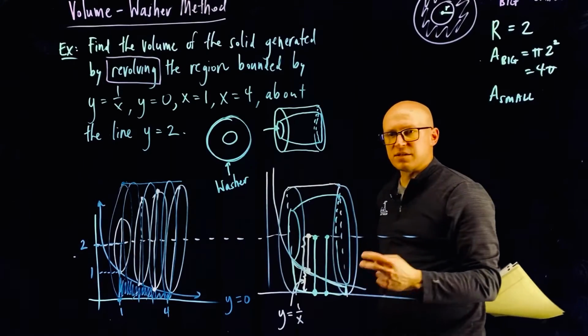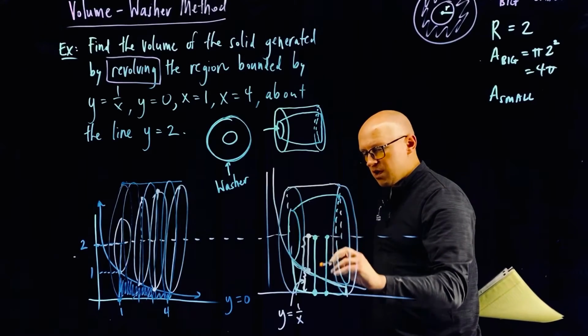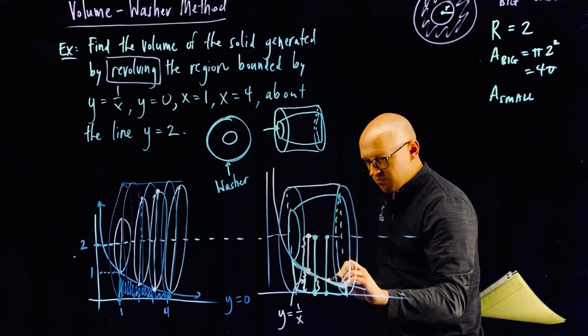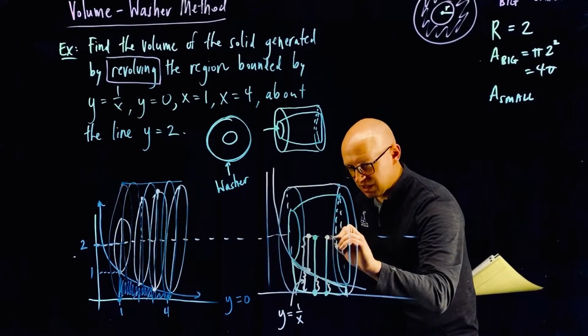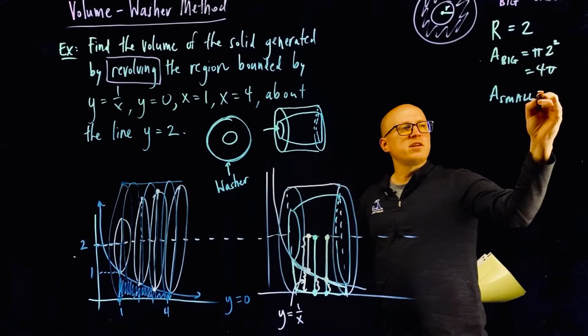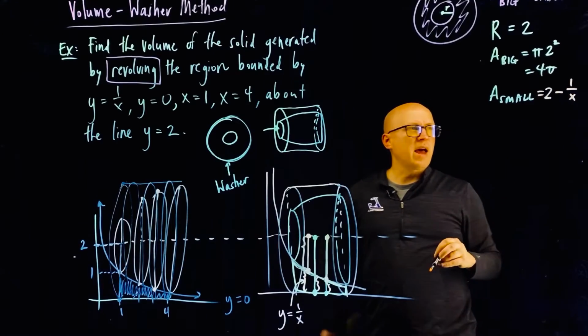Depending on where the x is, that radius is going to change. It's going to be this whole 2 minus whatever this little piece is. This is this whole 2 minus whatever this little piece is. That's going to give me this radius right here. So that is going to be 2 minus 1 over x.